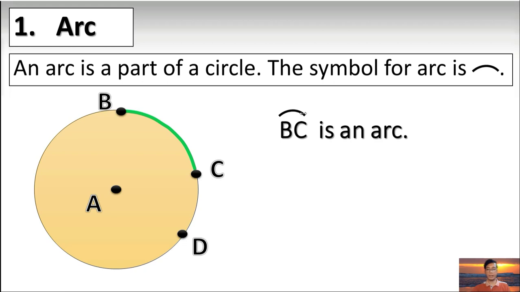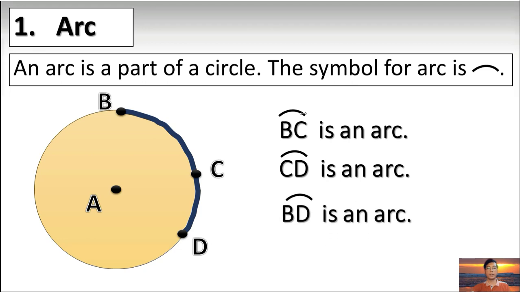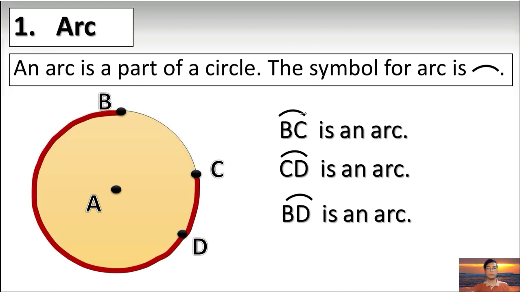Pwedeng magkabaligtad. Okay, next. What's the name of that arc? The name is arc CD or arc DC. Okay, what about the name of that arc? Okay, the name of that arc is arc BD or arc DB. What about that arc? Okay, the name of that arc is arc BDC.